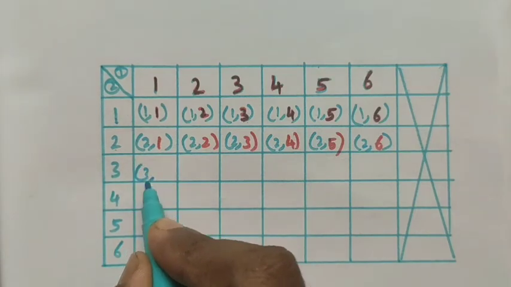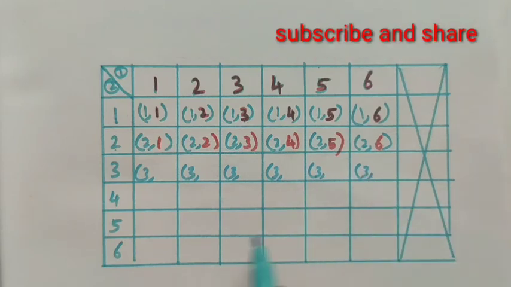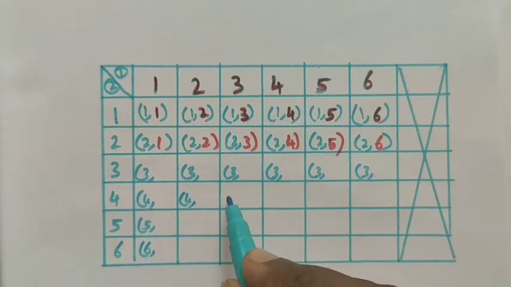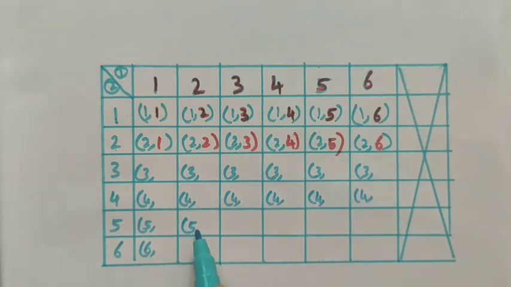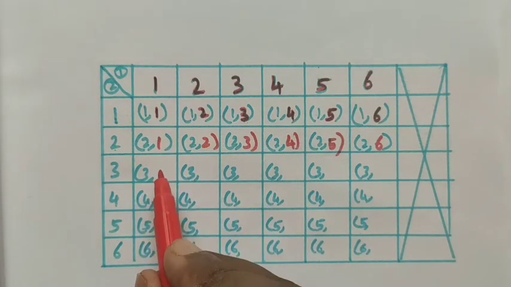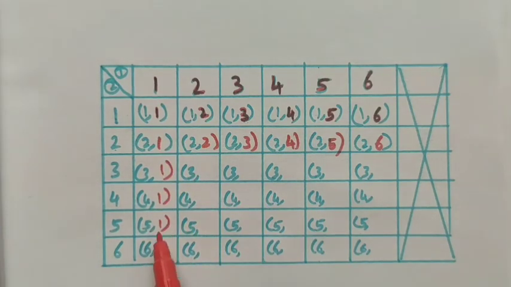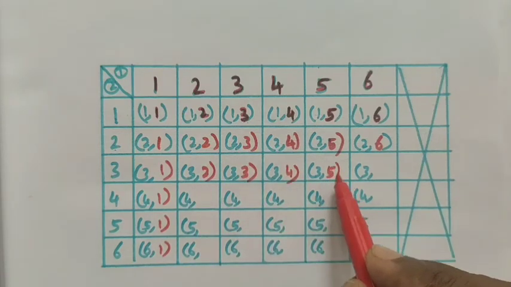Here I am going to write, it is 3, this is also 3, this is also 3, 3, 3 and then 3. This is 4, this is 5, this is 6, this is 4, 4, 4, and these all are 5, 5, and these all are 6, 6, 6, 6 and then 6. Now in this line we have 1, right, and then here we have 2, here we have 3, here we have 4, 5 and then 6.